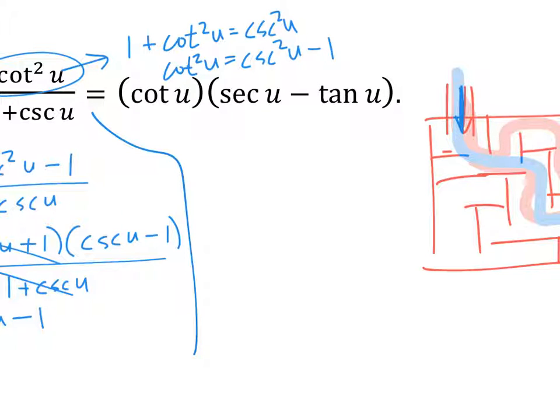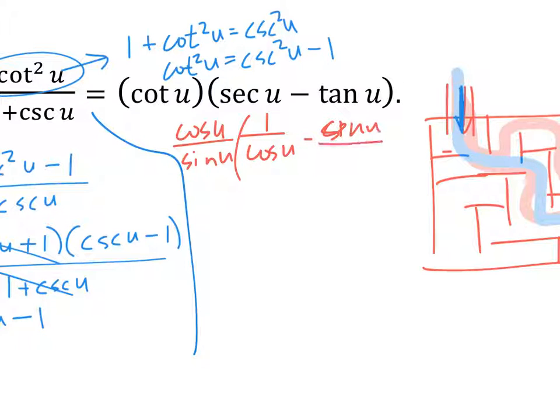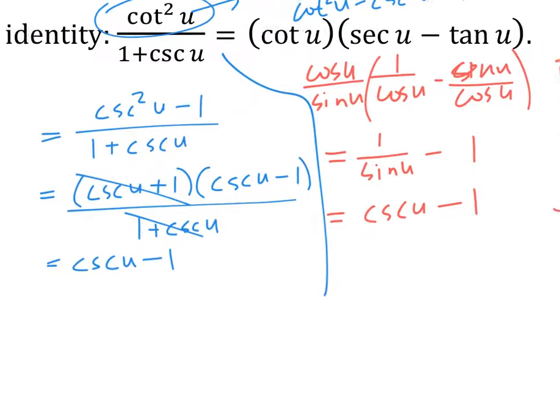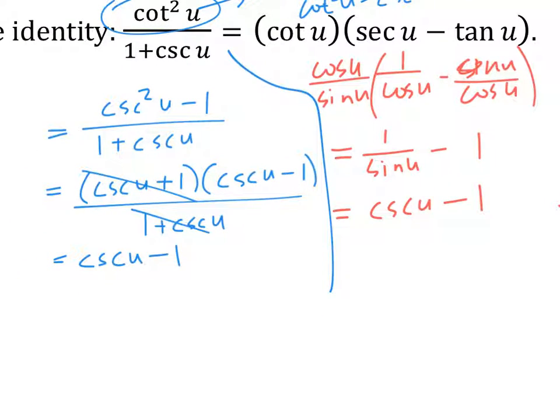Okay, so we're going to change the right-hand side until it becomes the left-hand side. Cosine u over sine u over 1 over cosine u minus sine u over cosine u. That is 1 over sine u minus 1, which is cosecant u minus 1. Okay, we got to the point where they look exactly the same. There is only one last thing to do. Recopy.